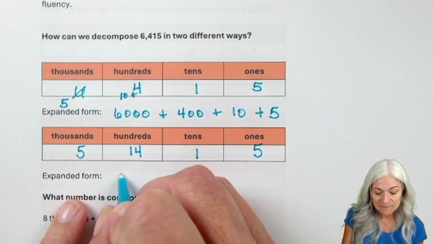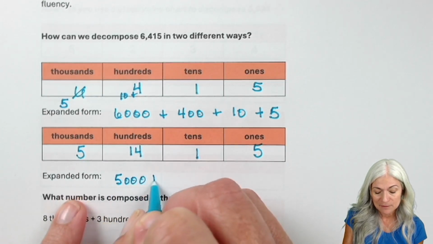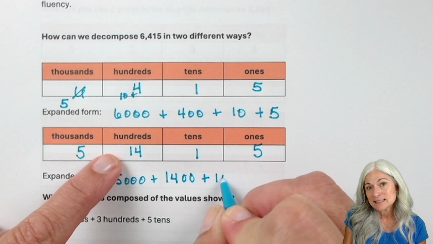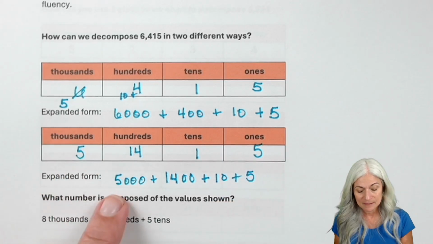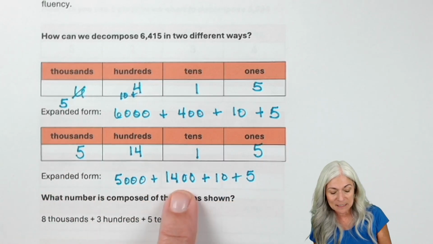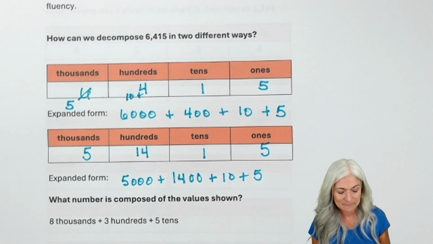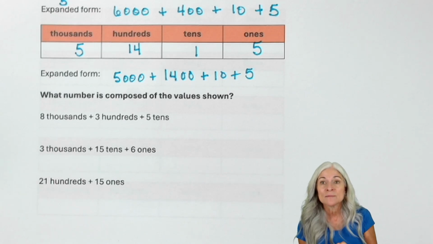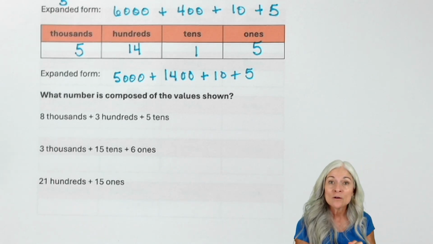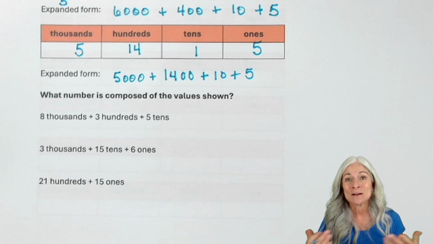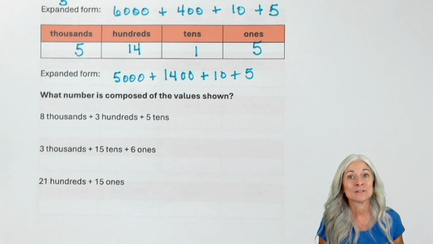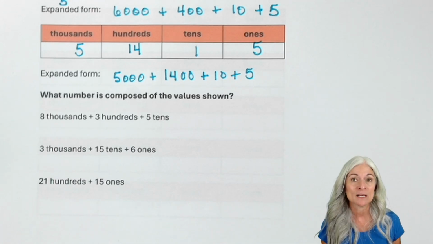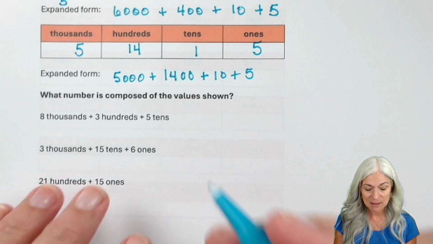Okay, so in expanded form, this one would be 5,000 plus 1,400 plus 10 plus 5. So 5,000, 6,415. All right, next students will see some numbers like this, some written out, and some expressions, and they'll say what number is composed. So now we're doing a composition.